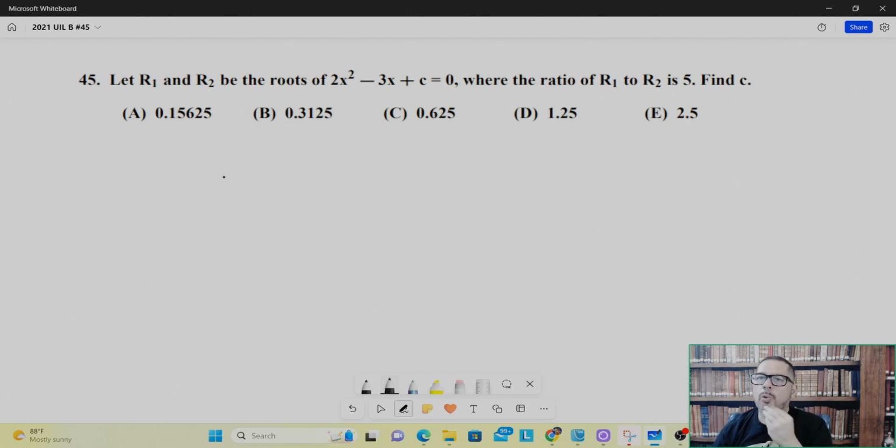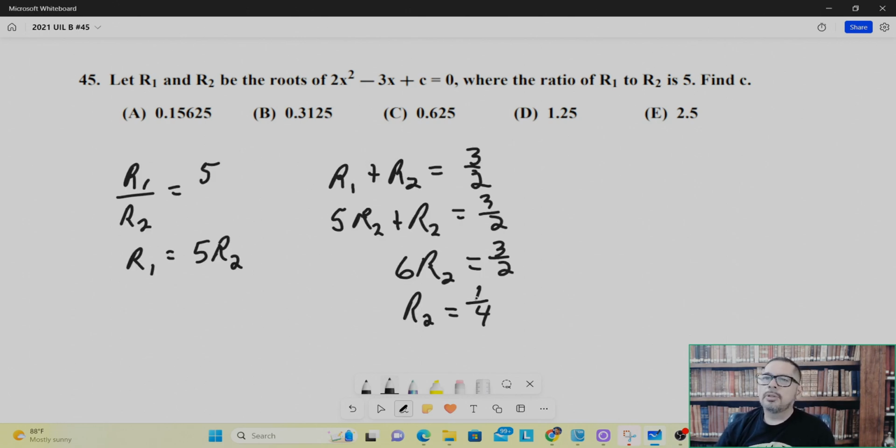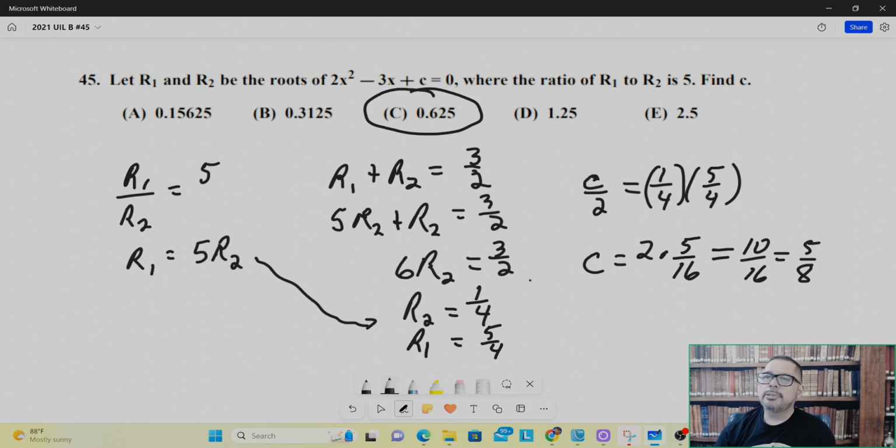It says let R1 and R2 be the roots of that quadratic. Notice C is left as a variable. Where the ratio of R1 to R2 is 5, find C, the constant term. All right, guys, pause your videos and work on the problem, and I'll show mine fast speed. 0.625. So your answer is 0.625. Good stuff. Good stuff.